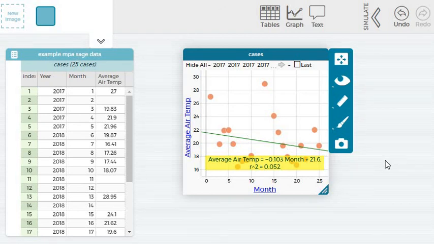It'll be up to you to think through these factors as you're looking at your data and decide what trends you think are happening. Go ahead and take a look at the slope of your line and the R-squared value for your data and answer the questions on the next slide.